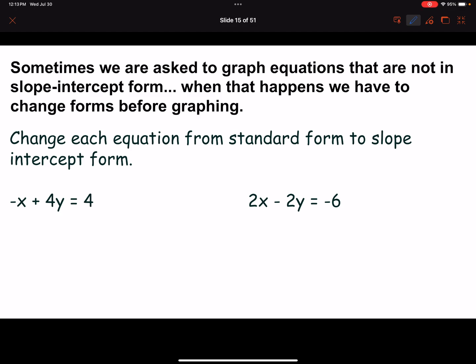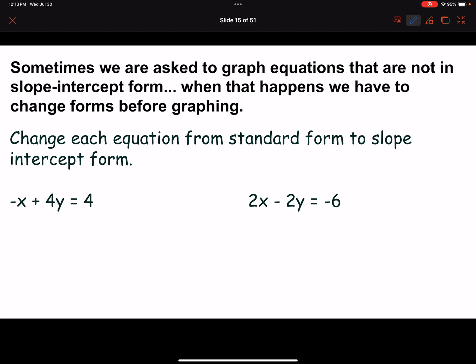Of course, it can't always be that easy. Sometimes we're asked to graph equations and they're not given to us in slope-intercept form already. That kind of came up a little bit earlier when we were comparing the equations in that table. This will happen in your homework. There are going to be multiple instances when they're going to give you two equations, usually in standard form, at least one of them, and they're going to ask you to graph them.